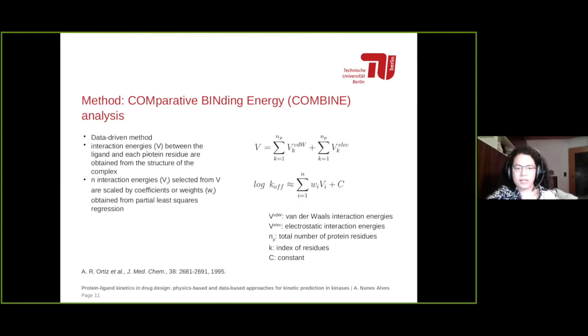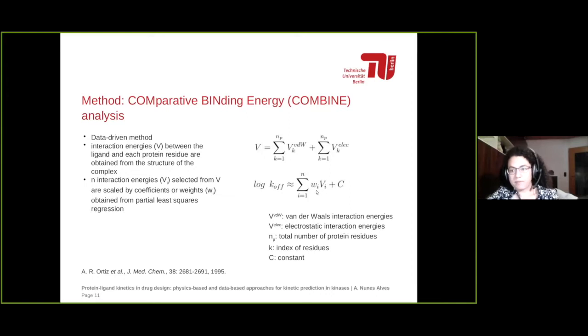So first, we look at the interaction energies, V, between the ligand and each protein residue. And these interaction energies are obtained from the structure of the ligand-protein complex. And this usually comes from crystal structures or from docking, for instance. And here we have the interaction energies, and they are composed of the van der Waals interaction energies between the ligand and each residue, and the electrostatic interaction energies between the ligand and each residue. And once we have these interaction energies, we select among them a few energies, and we scale them by coefficients or weights, W, obtained from partial least squares regression.